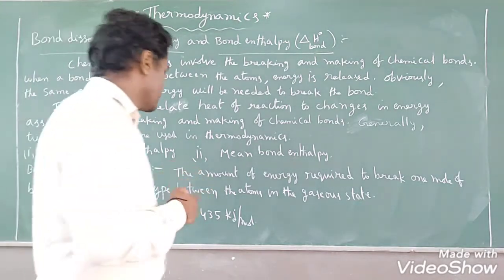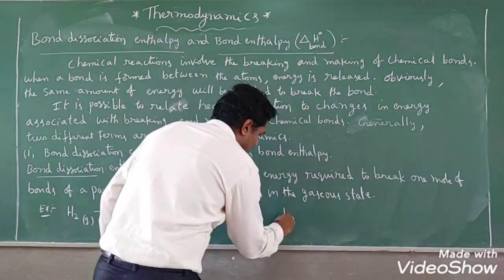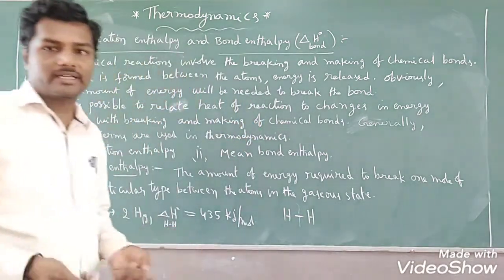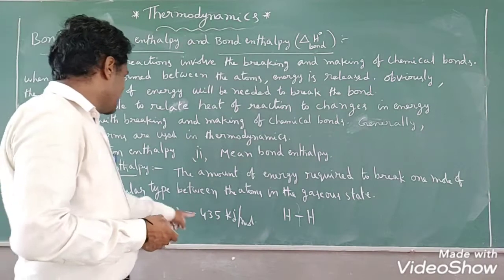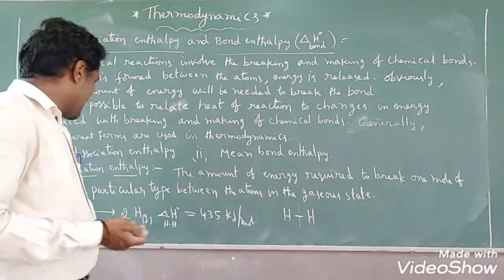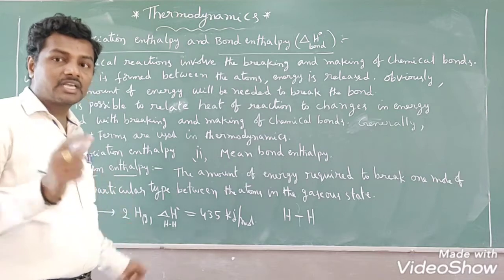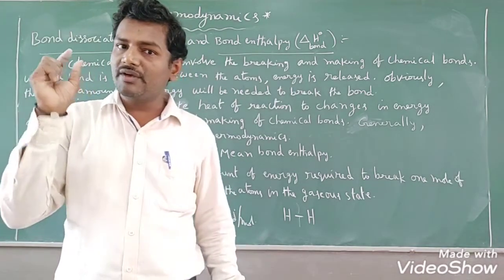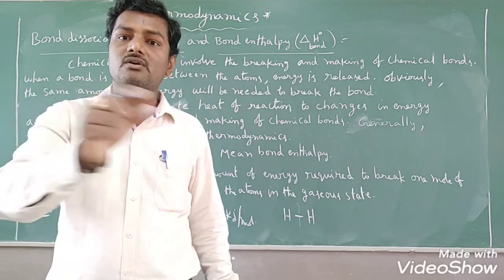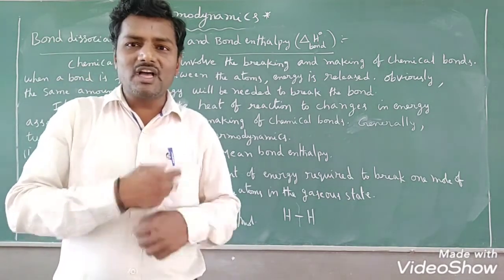Suppose I have taken H2 in the gaseous state. In H2, between hydrogen and hydrogen, one bond is present. To break this bond, how much energy is required? That we have to identify. That energy we generally call bond dissociation enthalpy. Here we have got atoms. You may think this is an enthalpy of atomization. Yes. In the case of diatomic molecules, I told you very clearly that bond dissociation enthalpy is also called enthalpy of atomization, students. Not in all molecules.